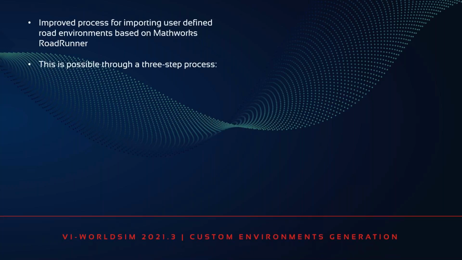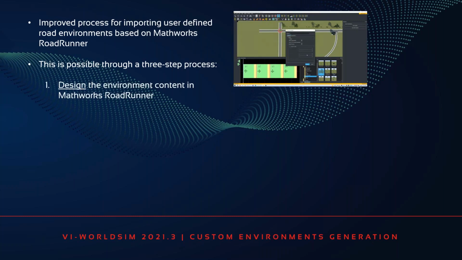Another area of improvement that's new in VI-WorldSim is the SDK kit. There's an improved process for importing user-defined road environments based on MathWorks Roadrunner tool. This is possible through a three-step process. First, you design the environment content using MathWorks Roadrunner tool. With the full capability of that, you design the environment, you get all the streets, the lights, the lighting system and all that set up.